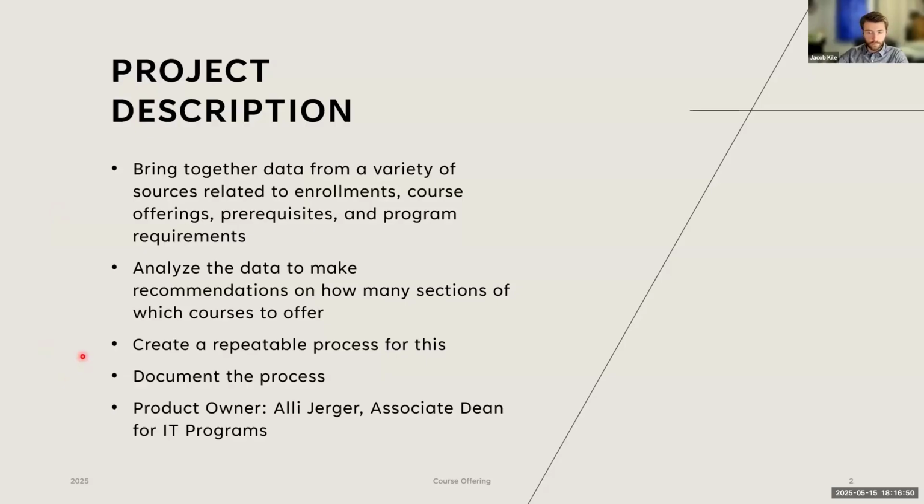At the heart, we want to take different data sets, including enrollments, current offerings, and prerequisites, and using different analytical processes identify key trends such as enrollment patterns or course demand shifts to recommend different courses. This tool would allow us to make those recommendations, essentially answering the questions, how many sections should we offer and when should we offer it? The product owner was Ali Yerger, who is the Associate Dean for the IT programs here at WCDC.